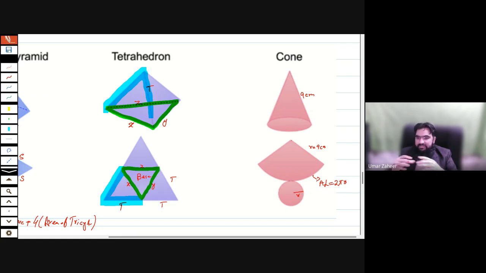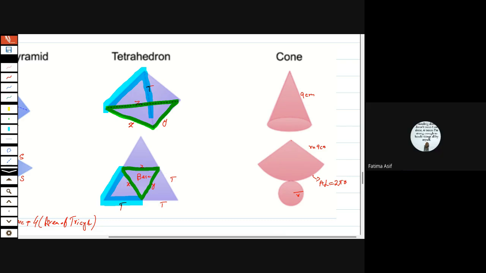All right, because this circle is going to be opened like this. So the circumference will become the arc length, and the slant height will become the radius of the sector, and one circle is added down. So if you need to find the total surface area of the cone, this means that you need to find the area of the sector and the area of the circle. Is it clear? Yes, sir.